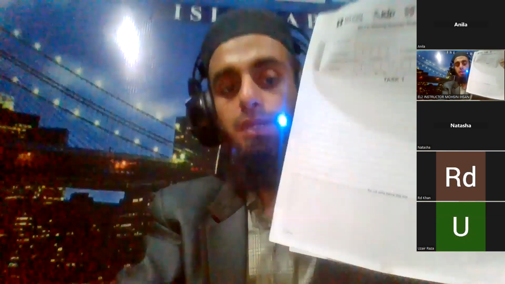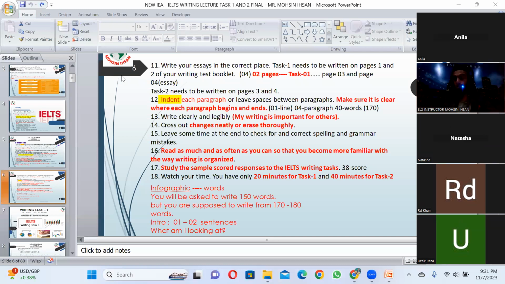If you write task 1 randomly in place of the essay, or the essay in place of task 1, this should also cut your score, right? So it must be written in the exact correct place. Next, you indent each paragraph.